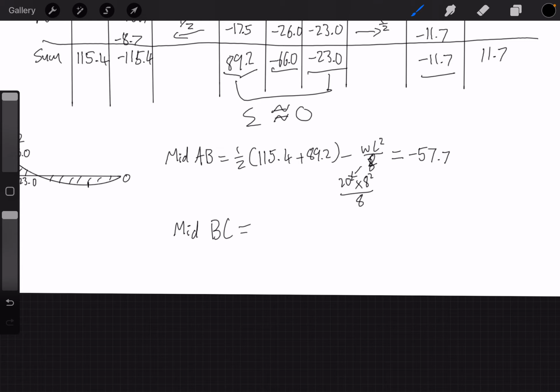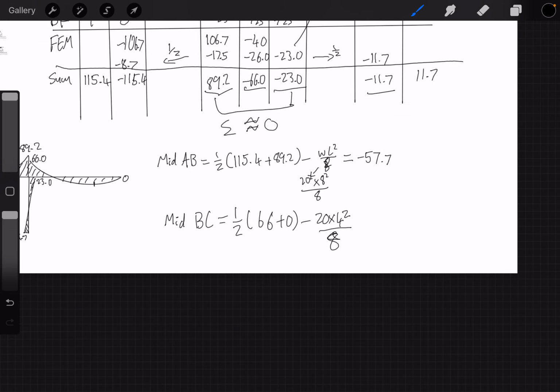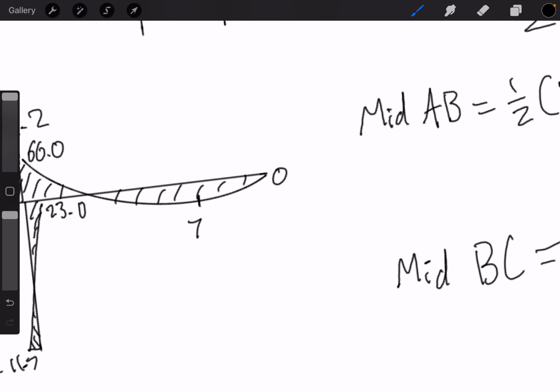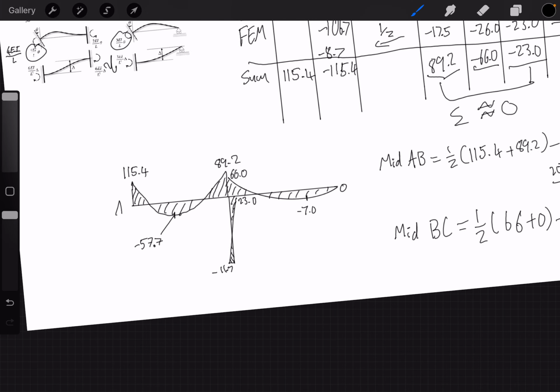Mid at BC. We basically do the same thing, just with different values. So we have 66 plus 0. Very simple. And then negative WL squared divided by 8, which is just 20 times 4 squared over 8, equals negative 7.0. Much smaller, but makes sense given the values. Okay, so that is it. Let me just put the joints on.